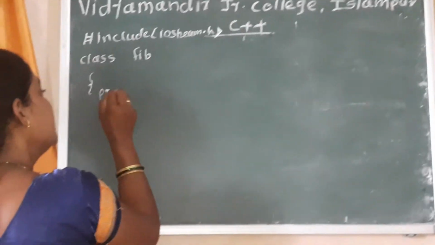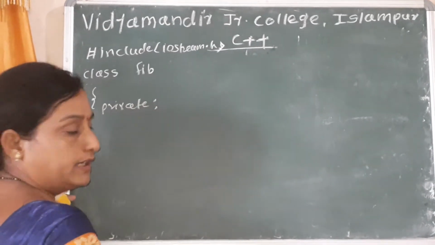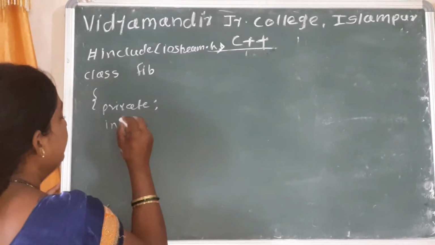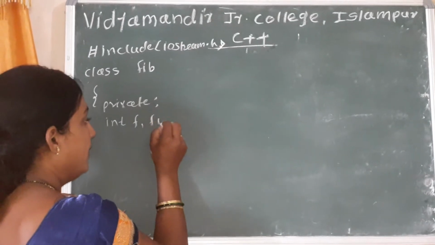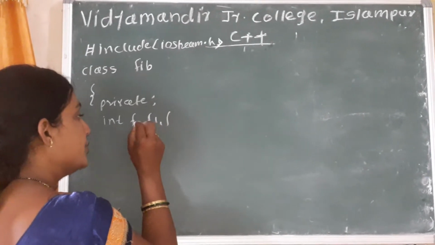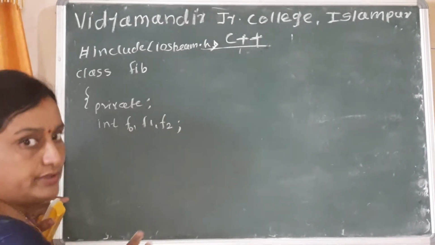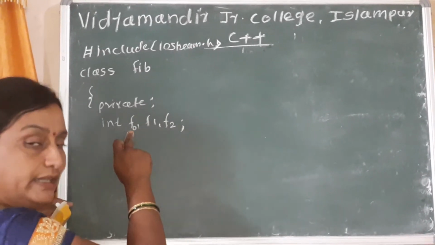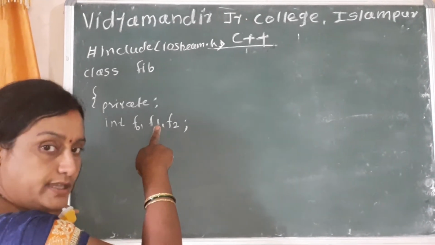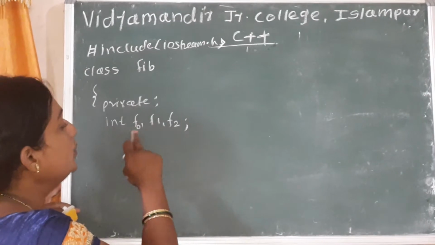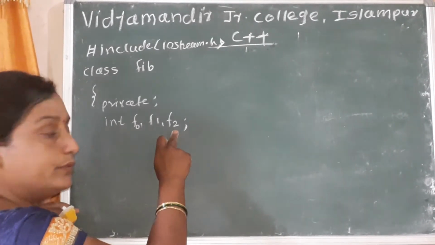Next, in the private section, we declare the variables. To generate the Fibonacci series, I require F0, F1 and F2. These are the three variables. F0 indicates the first term of the Fibonacci series, F1 is the second term, and by performing the addition of these two terms, we get F2.